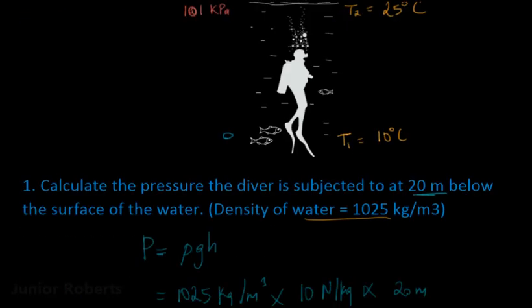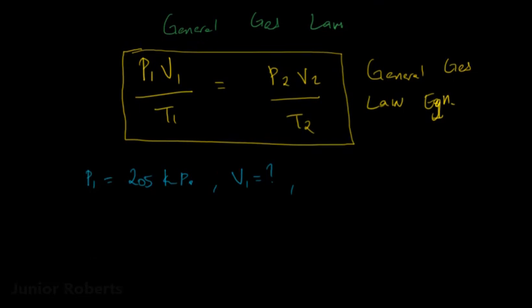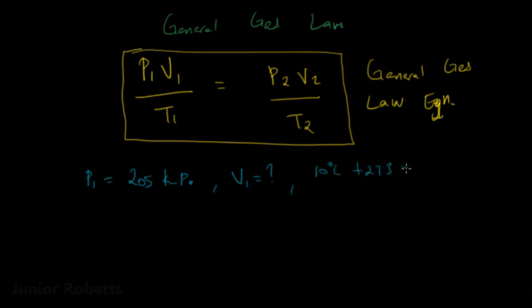Because we're working with the gas laws, we have to ensure that our temperature is expressed in Kelvin. So we're going to have 10 degrees Celsius plus 273, and that gives us our answer in Kelvin, and that is 283 Kelvin. Right?